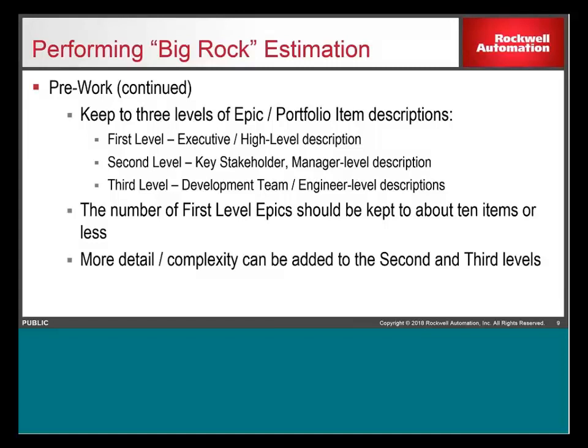Again, the more detail and more complexity should be kept to the lower levels. And backing up, the number of first level epics ideally should be kept to about 10 items or less. If you find that the project scope you're preparing for the estimation session is significantly larger, you will probably want to break this down into multiple estimation sessions. If you have a 1 or 2 day session that covers everything you need to do, you don't have the risk of burnout like you would have with a 4 day or full week of meetings where you're going through all the different epics.